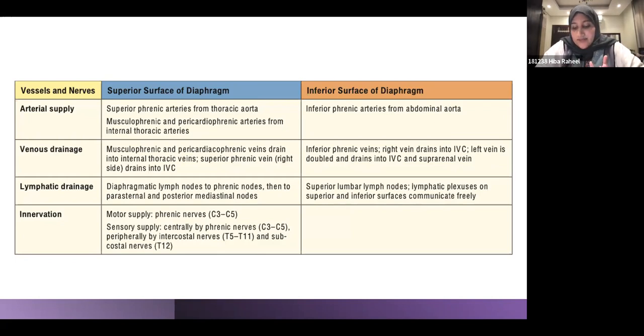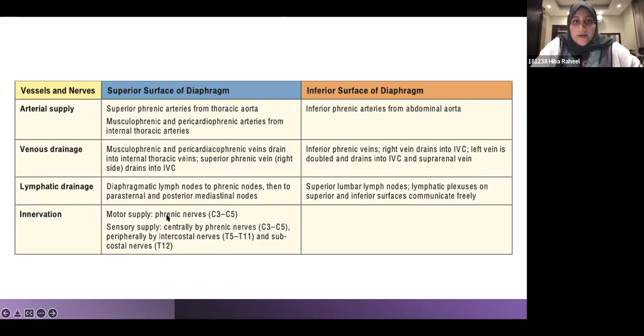So instead of going into the details of the nerve supply and the arterial supply and the lymphatic drainage of the diaphragm, I got this table from Moores. It's not my table. I got it from Moores. So it basically summarizes everything that's in your lecture. I thought it would be easier for you guys to study from a table.